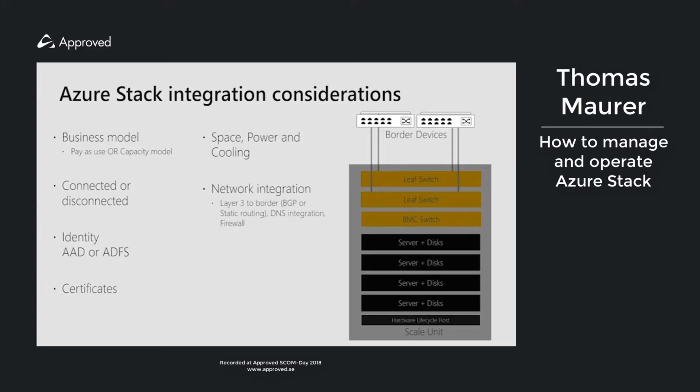The other thing where a lot of deployments fail is the network integration. Everything in that gray box is Azure Stack, but you have to connect it to those border devices using BGP or static routing. And it turns out that a lot of networking people have no clue about this.